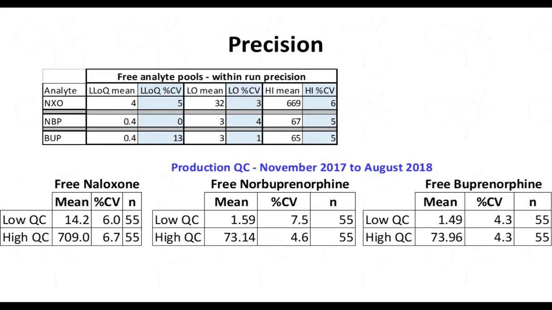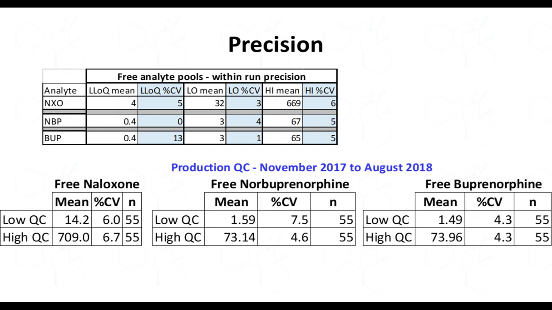So how precise is this protocol at such low concentrations and with kind of barely acceptable peak shape? Well, actually, it was reasonably good. This is a validation study for the free method. We tested a pool at 4 nanograms per mL for naloxone, and 0.4 for norbuprenorphine and buprenorphine, and all had CVs less than 15%. And then for these 2 higher concentrations, CVs less than, as you can see, 5 and 7%.